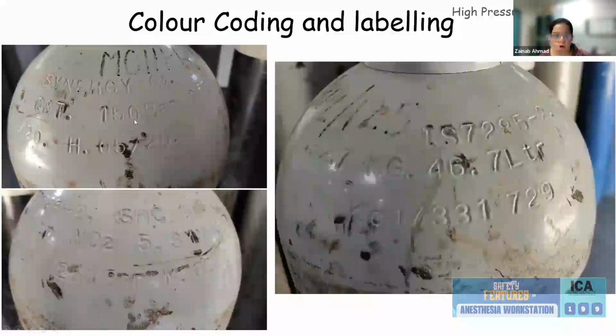So I went and saw our own cylinders and I spoke to the gas person involved in our hospital. These are the markings that are present on our cylinder. As you can see, this is an oxygen cylinder, medical oxygen. The markings are not very clear, but here you can see MO2 is written. This is medical oxygen. Then this is the name of the manufacturer. And 150 bar is written here and 250 bar is written here. 150 bar is the usual pressure, which is around 2200 PSIG, and 250 bar is the pressure at which it has been tested. So the maximum pressure it can hold is 250 bar and the usual pressure is 150 bar.